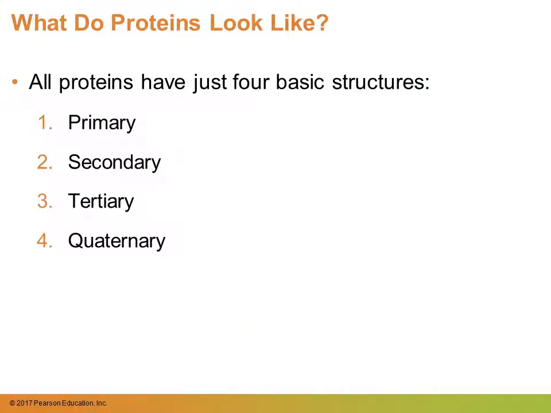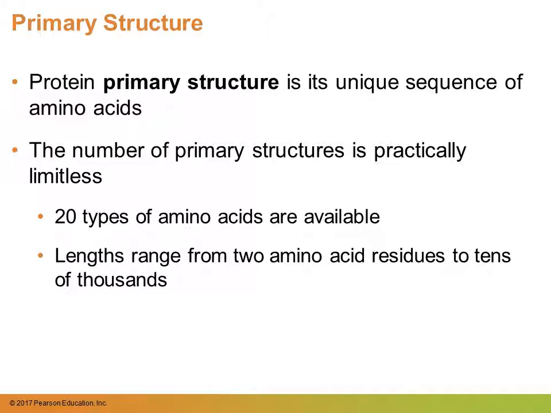There are basically 4 structures to proteins, and you'll have to know this for the exam too. Primary, secondary, tertiary, and quaternary. First level, second, third, and fourth levels. So what is the primary structure? What is the first structure? This is what makes a protein unique. It's the sequence of amino acids.